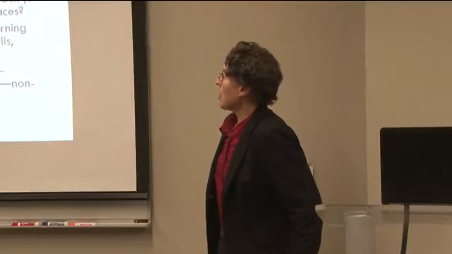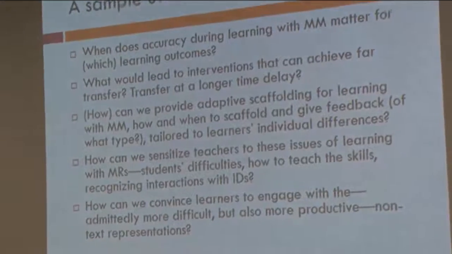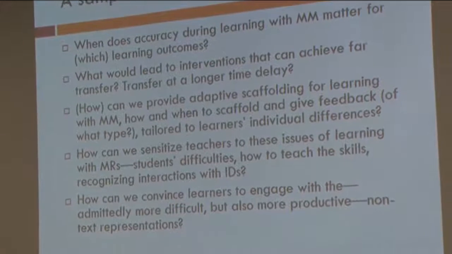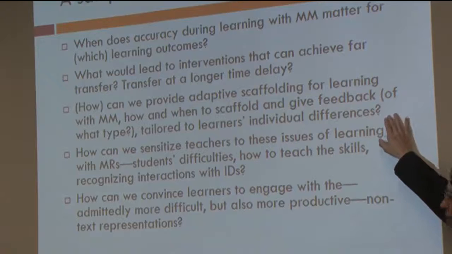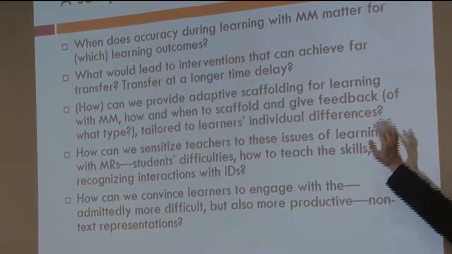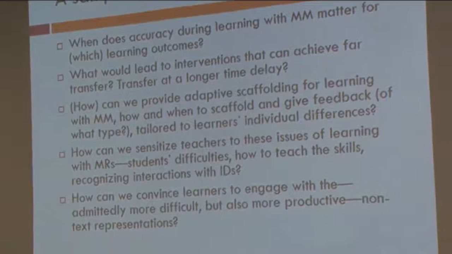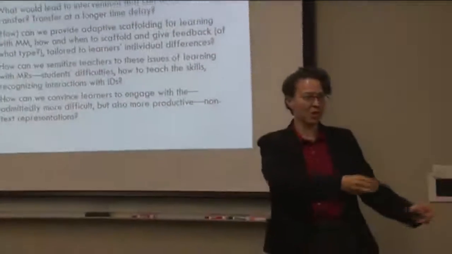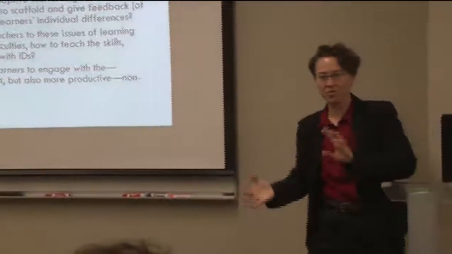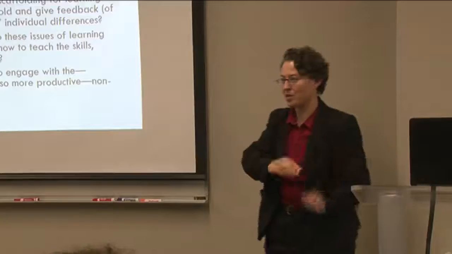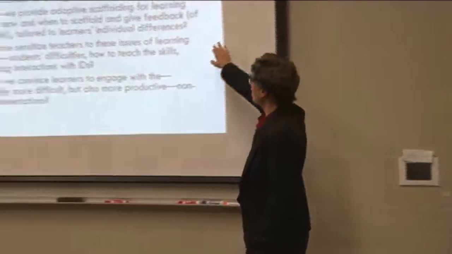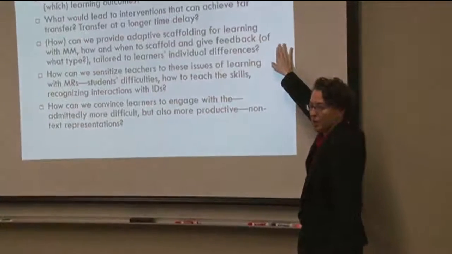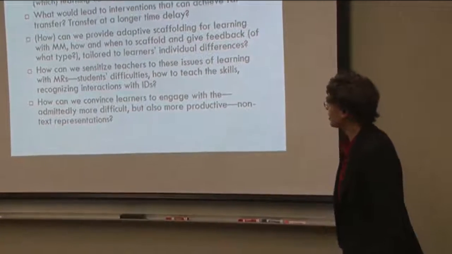I really wonder about adaptive scaffolding and these questions about how to scaffold, when to give feedback, and how we could tailor that to these individual differences. Because if high spatial responds this way and low spatial responds this way, if high knowledge responds this way and low knowledge responds this way, shouldn't we try to make some adaptive systems? This would probably really require computer-based interventions.